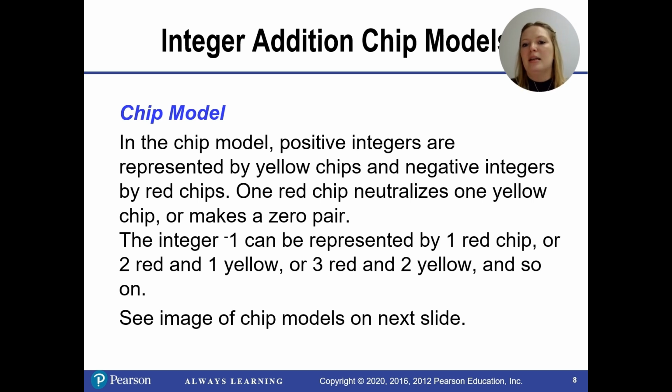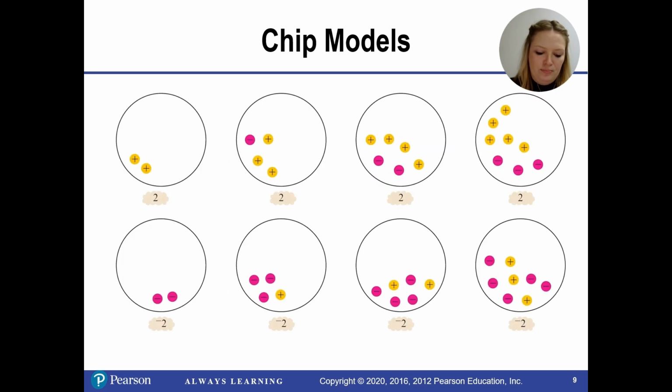The integer -1 can be just one red chip, or we could have 2 red and 1 yellow, 3 red and 2 yellow, and so on. So if we think about some possible chip models for 2 or -2, we could have just 2 yellow chips, or we could add zero pairs onto this, so we could add a negative and a positive onto those 2 positives, and we still have a value of 2 in this circle. We could continue doing that, so we could have 4 yellows and 2 red. This is still positive 2.